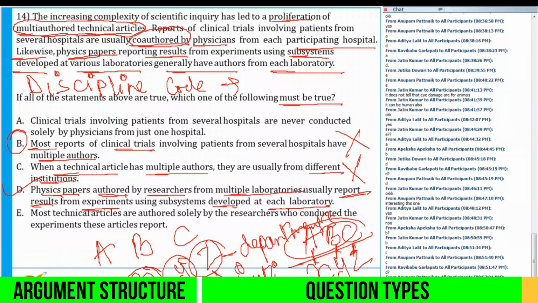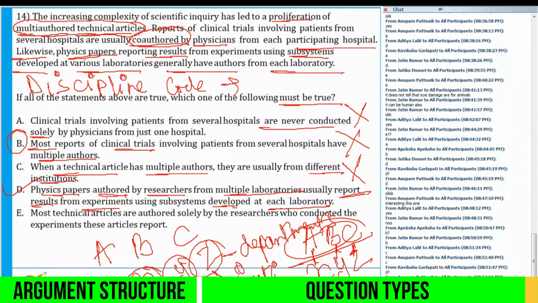But that does not mean that every article will always be multi-authored, or that authors will necessarily be from different departments or institutions. That is why B is not right, C is not right. Number A also, let us check. Anupam, you marked A. Clinical trials involving patients from several hospitals are never conducted solely. You can't say that. How can you say they are never conducted solely? They can be conducted solely.